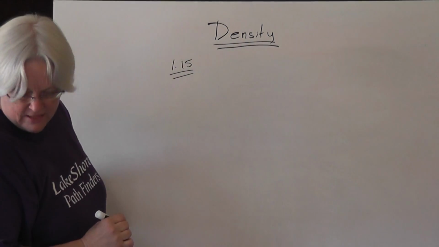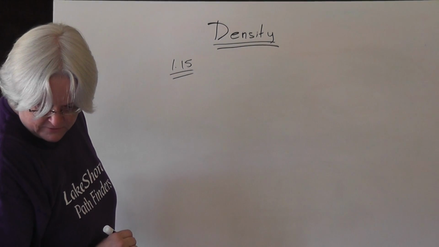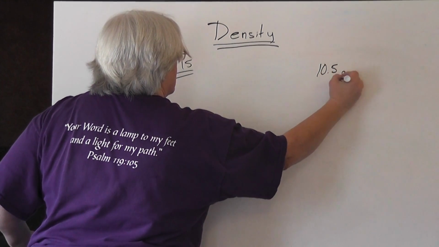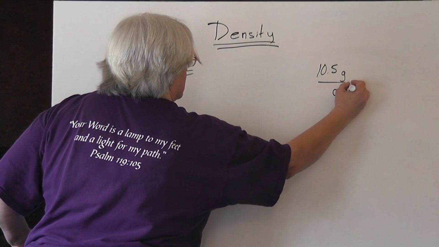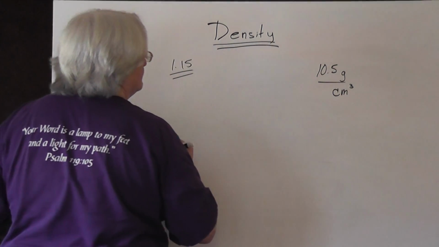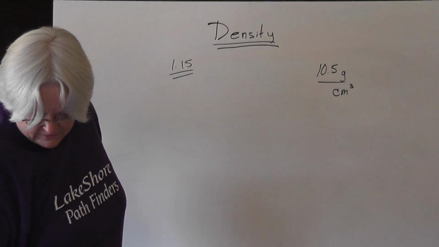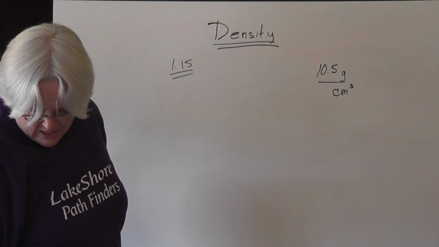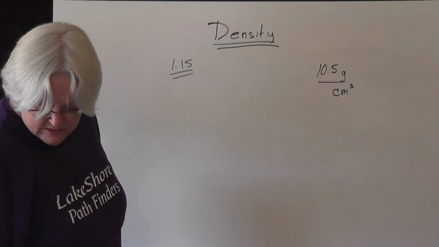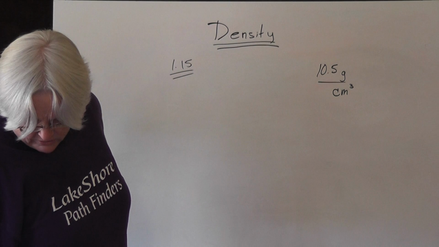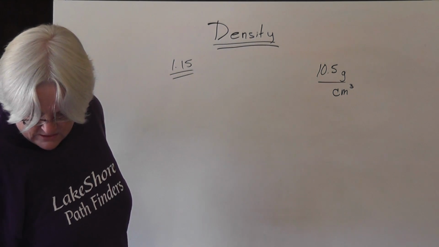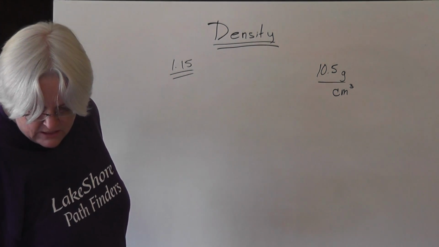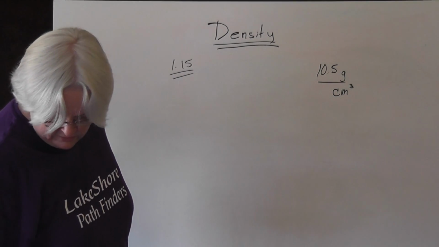Okay. This is on your own problem 1.15. And this tells us that the density of silver is 10.5 grams per centimeter cubed. If a jeweler makes a silver bracelet out of 0.081 kilograms of silver, what is the bracelet's volume in milliliters?